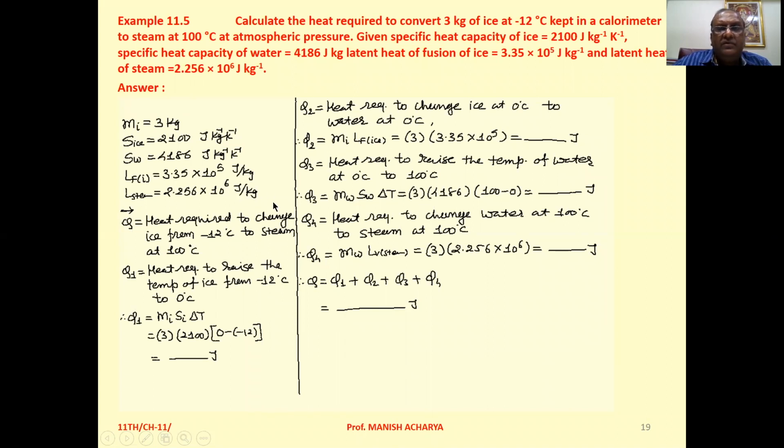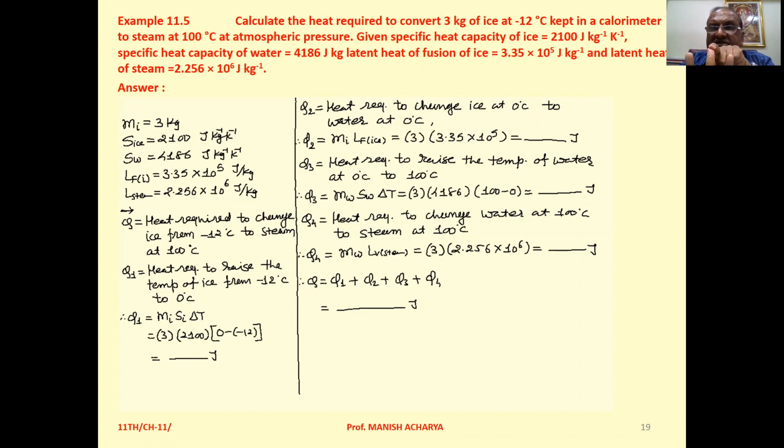Now here be careful. We want to convert ice, which is at minus 12 degrees Celsius, to steam, which is at 100 degrees Celsius. So in this entire process, 4 stages will be there. Be careful. First stage: the amount of heat absorbed by ice will be utilized to change the temperature from minus 12 degrees to 0 degrees.